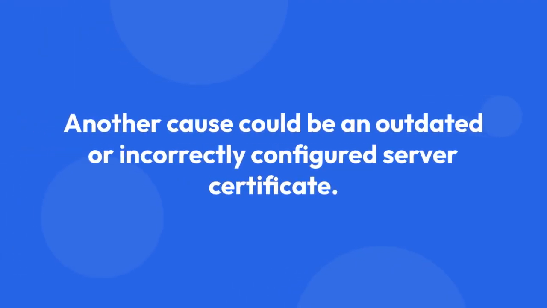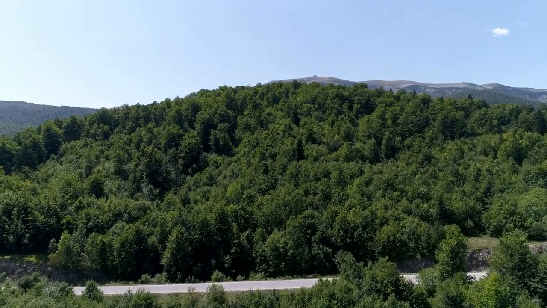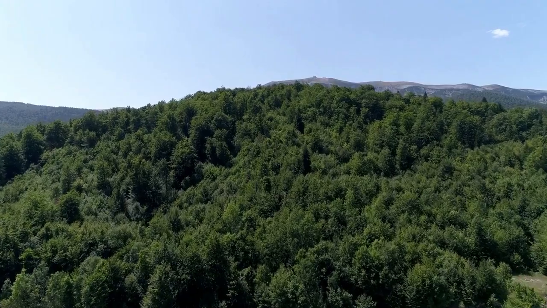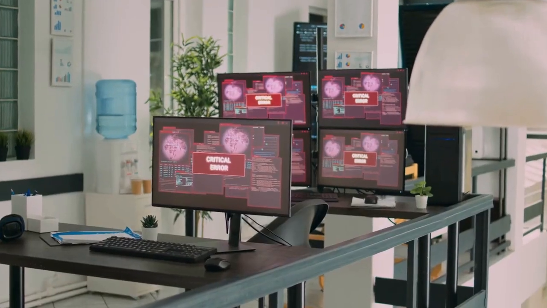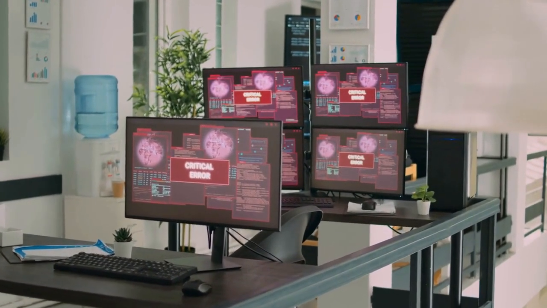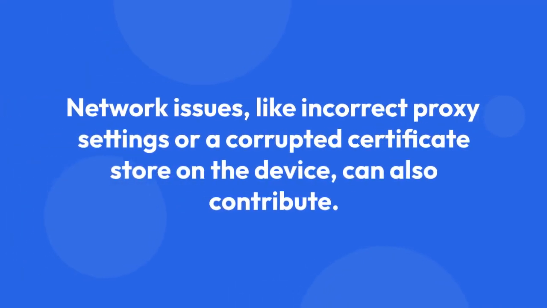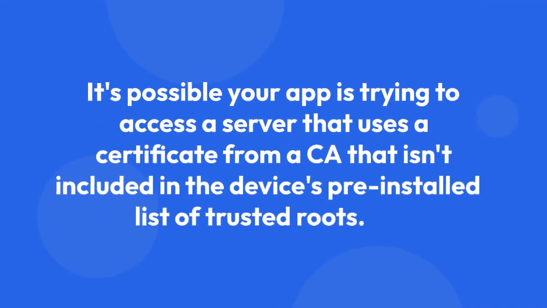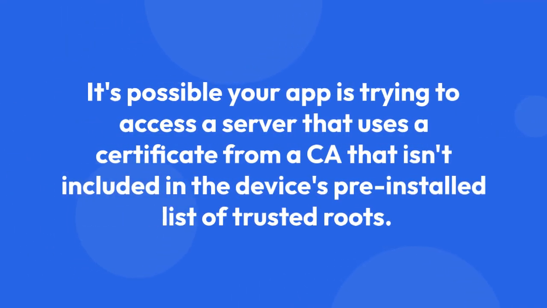Another cause could be an outdated or incorrectly configured server certificate. The certificate might have expired, or the certificate chain might be broken, preventing Android from tracing it back to a trusted root certificate. Network issues like incorrect proxy settings or a corrupted certificate store on the device can also contribute. Finally, it's possible your app is trying to access a server that uses a certificate from a certificate authority that isn't included in the device's pre-installed list of trusted roots.